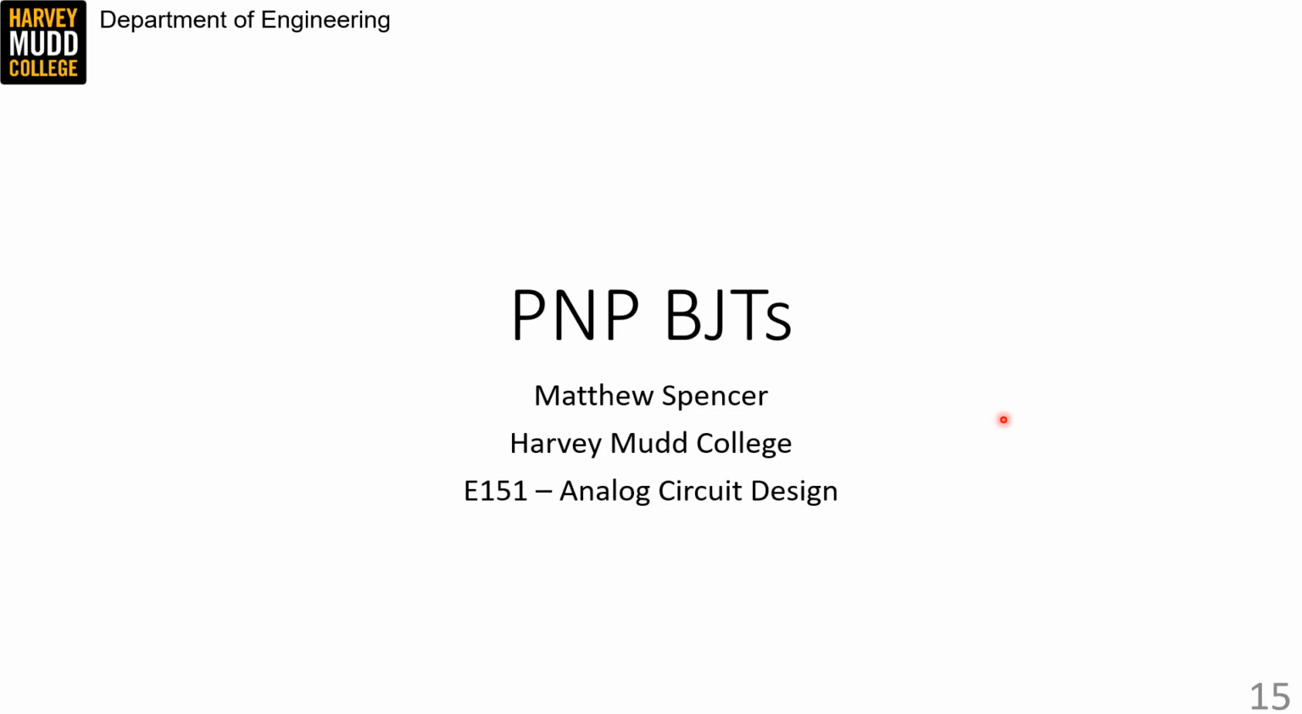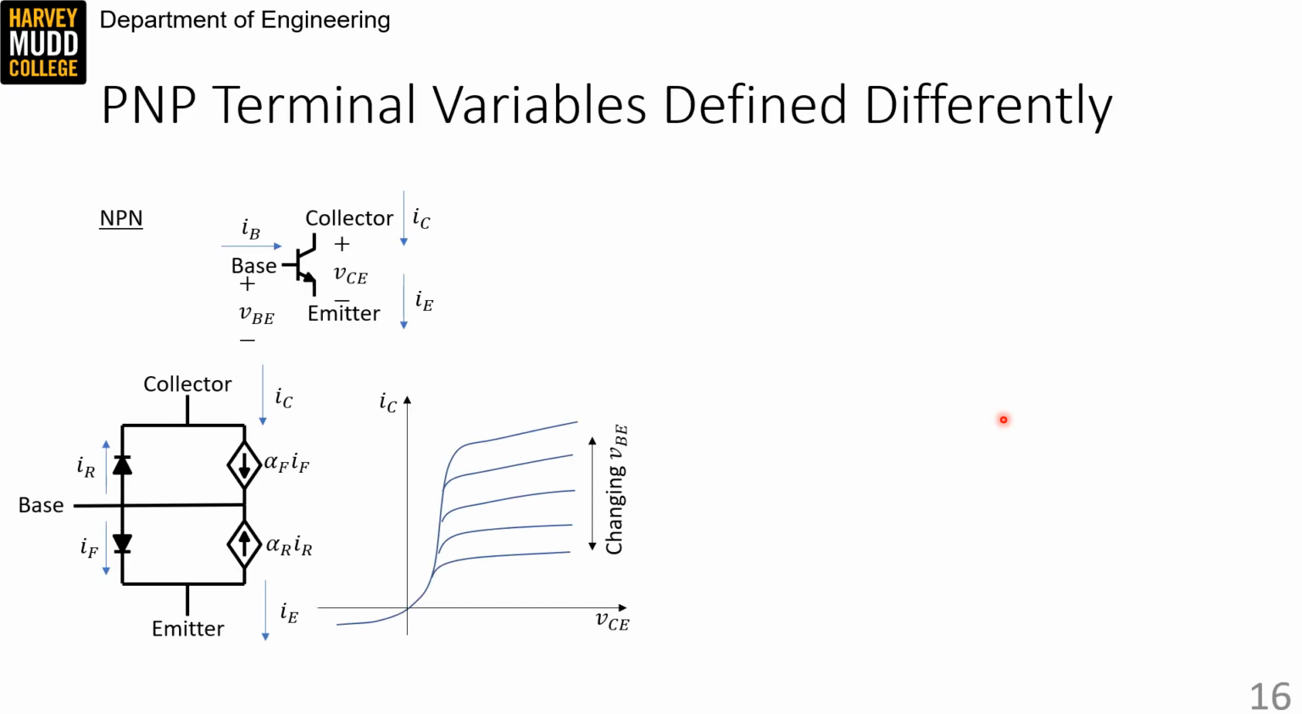In this video, we're going to introduce PNP BJTs, which will leverage much of what we learned from NPN BJTs. I've included three of our common representations of NPN BJTs on the left of this slide. I've left out the full Ebers-Moll equations, but both the Ebers-Moll diagram and the IV curve are standing in for them. We're going to slowly introduce PNP representations on this page and compare them against the NPN representations.